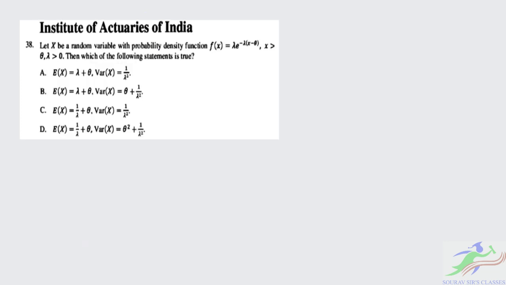Question number 38: let x be a random variable with PDF f of x equal to lambda e to the power minus lambda of (x minus theta), where x is greater than theta and lambda is greater than 0. Which of the following statements is true? We have been given the PDF, f of x equal to lambda e to the power minus lambda (x minus theta), with x greater than theta and lambda greater than 0.